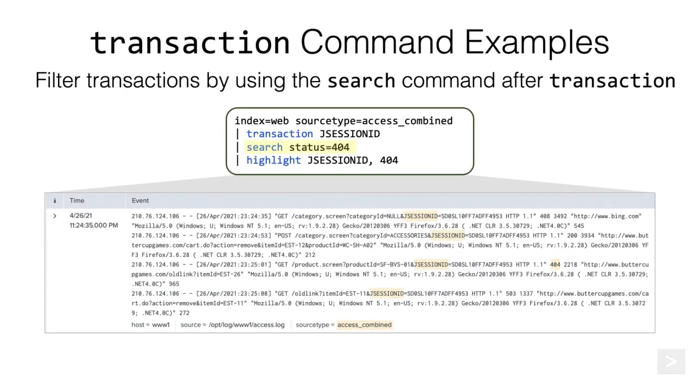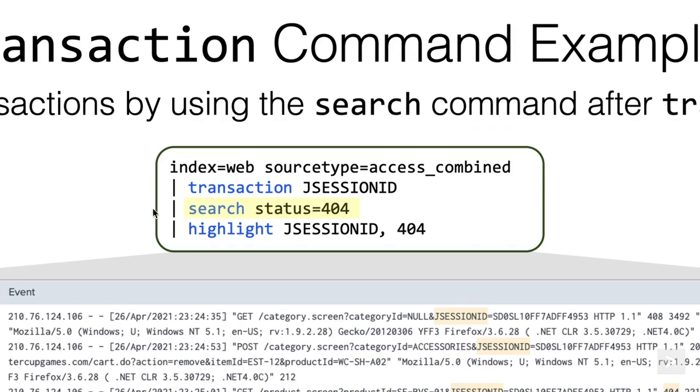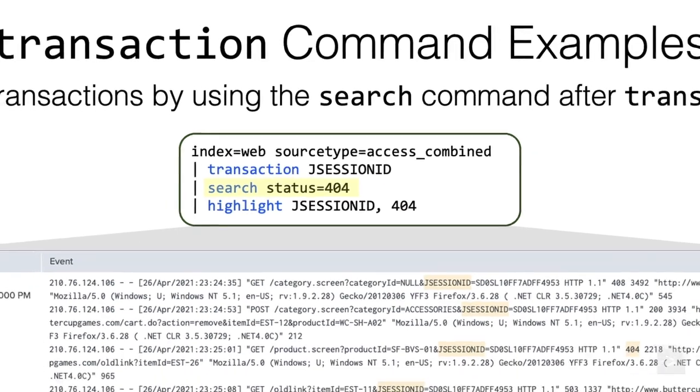Now, the transaction events are just like any other event in Splunk. We can follow the transaction command by multiple additional commands. In this example here, we're using the search command to then display transactions that included a 404 error during the last hour. We can filter on just those transaction events that contain an HTTP status code of 404, and then highlight where exactly the 404 is located within these transaction events and where the JSession ID values are.